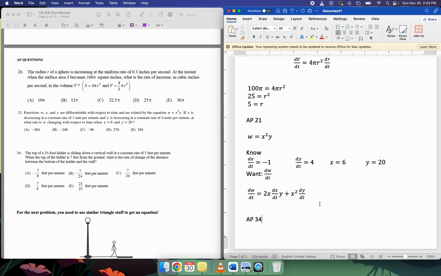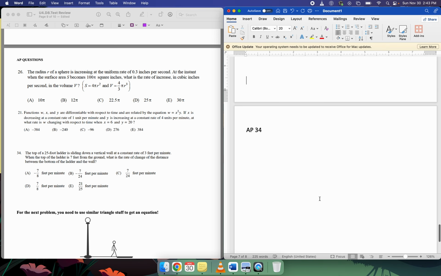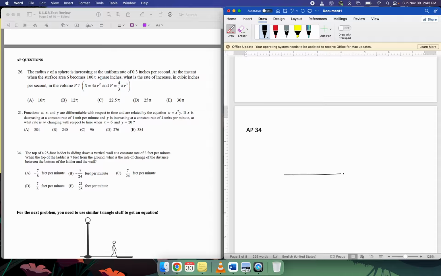AP 34. The top of a 25-foot ladder is sliding down a vertical wall at a constant rate. We did a problem like this. You should go back and look at it if you want some guidance. It was on the first day of related rates. But basically, the picture that you should have is, here's the floor, here's the wall, and then here's the ladder.